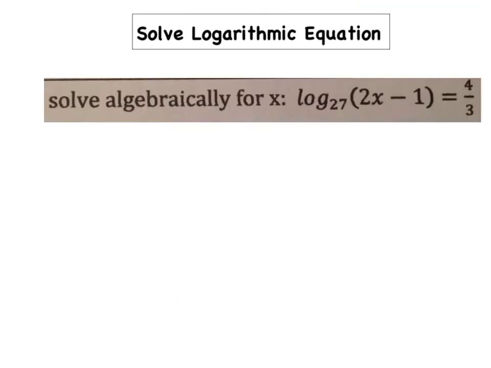We were really, really strong here with question number 3. It's a logarithmic equation. The good thing is there's no condensing to be done.